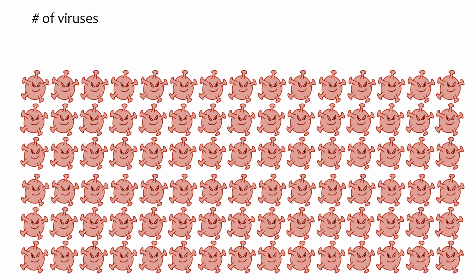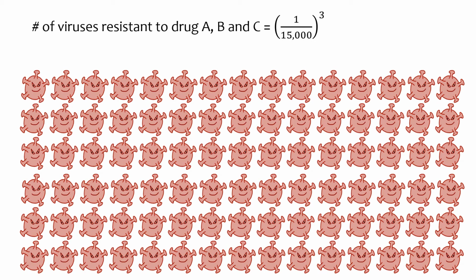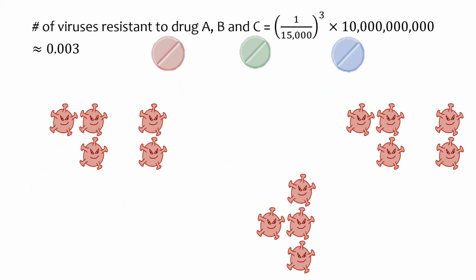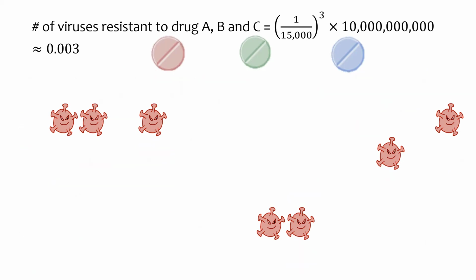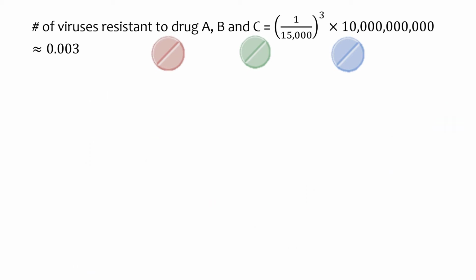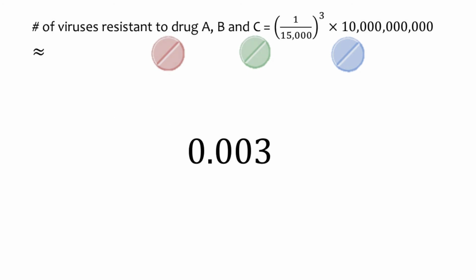Things are different if we use 3 different drugs at the same time. The probability of generating a new virus that is triply resistant is 1 out of 15,000 to the power of 3. Out of the 10 billion viruses produced every day, only 0.003 is expected to be triply resistant. Now we are much more comfortable with that number, and it works. Today, a 3-drug cocktail is a gold standard treatment for HIV infection. Amazingly, a simple math model helps turn a global epidemic into a chronic, manageable condition.